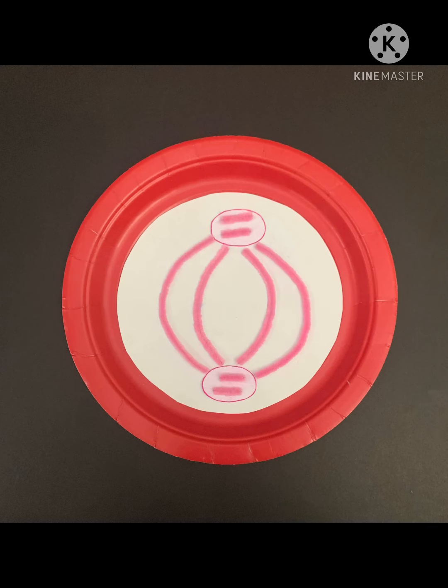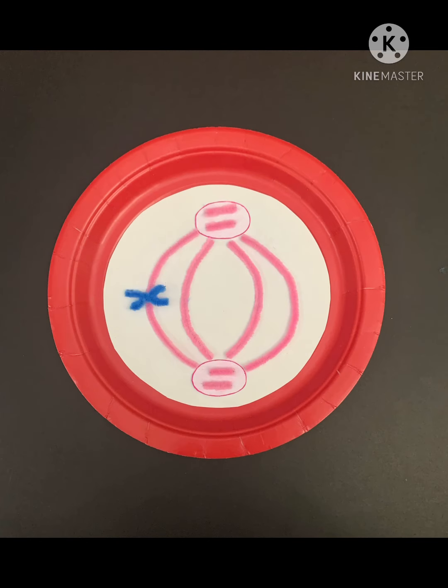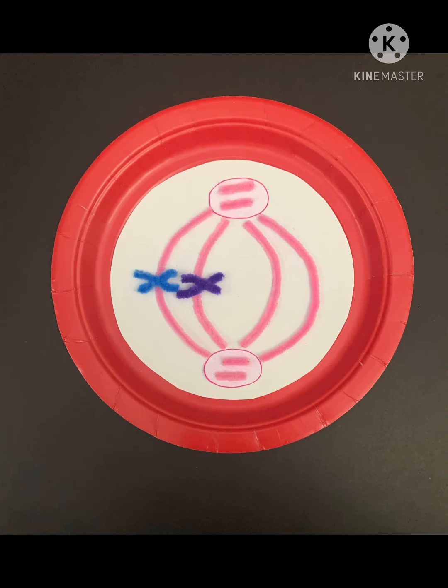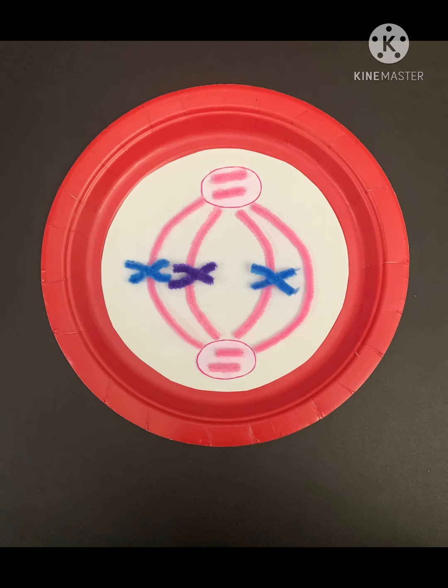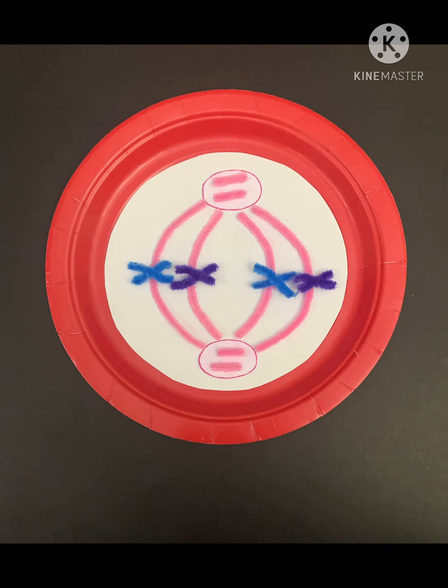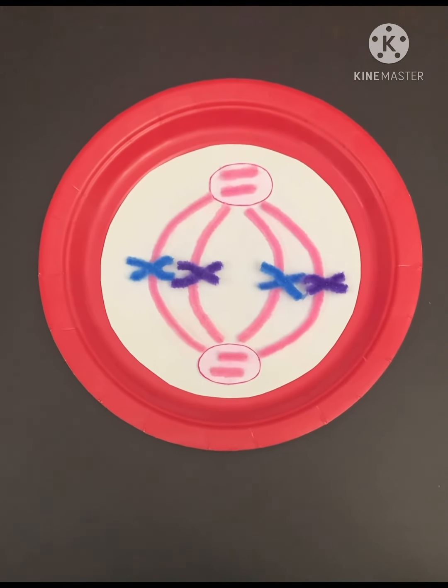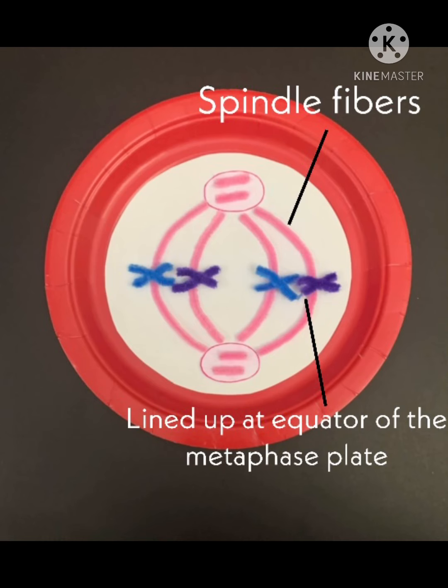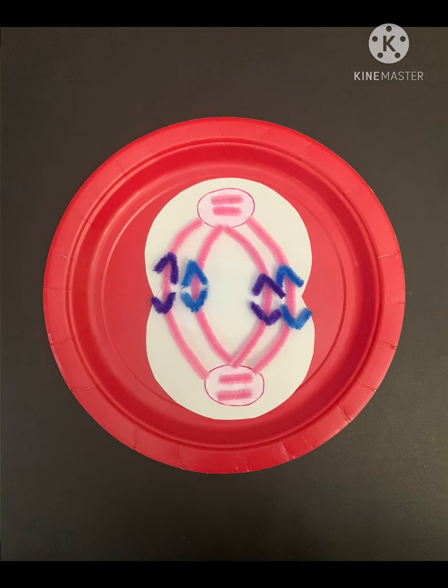Phase 3, metaphase. During metaphase, each chromosome with 2 chromatids lines up on the metaphase plate and attaches to the spindle fibers, pushing the nucleus out of the way. The nuclear envelope disappears and the chromosomes align along the equator of the cell, allowing the centrioles to connect to the chromosomes.